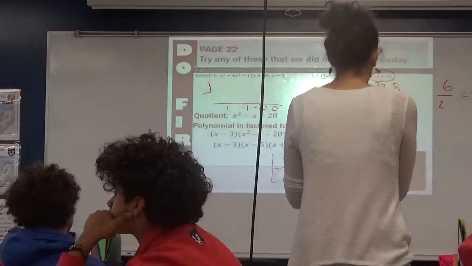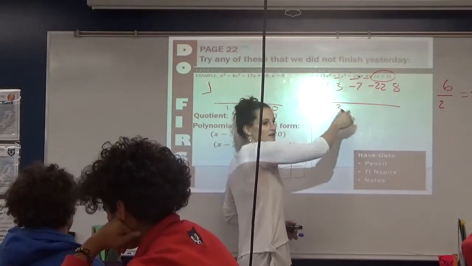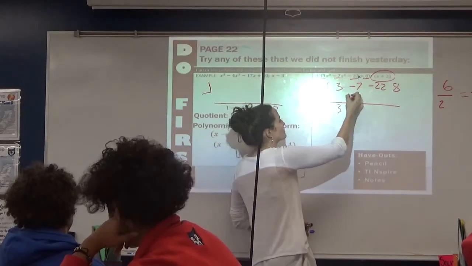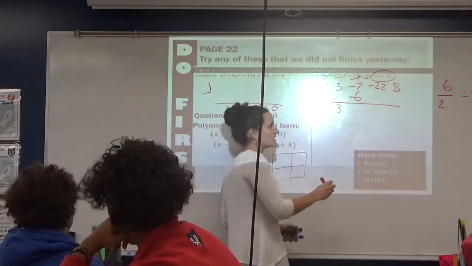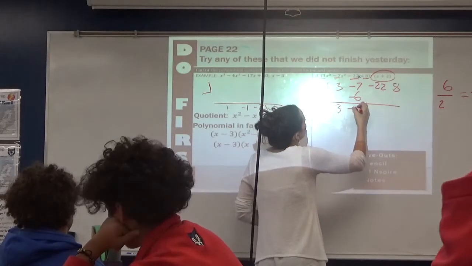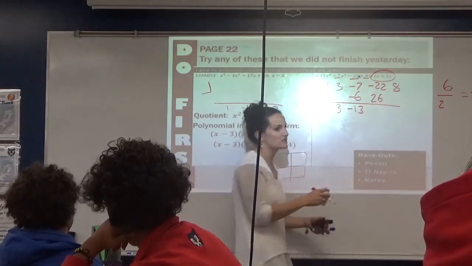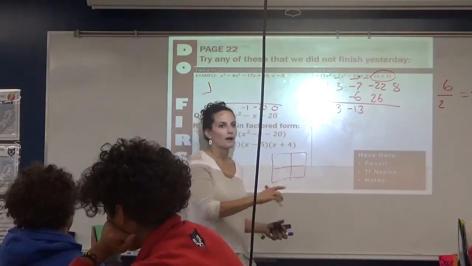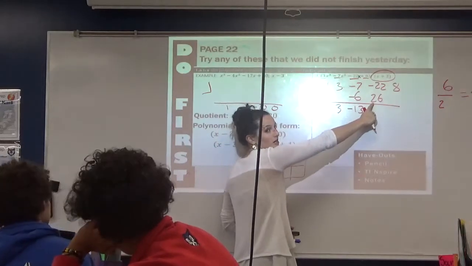Bring down your 3. And then we multiply, always times our root, and then we add the columns. So 3 times -2 gave me -6 here. -6 plus -7 is -13. -13 times -2 is a +26. Did I do that wrong? No. Okay. So multiply and write that number right here.